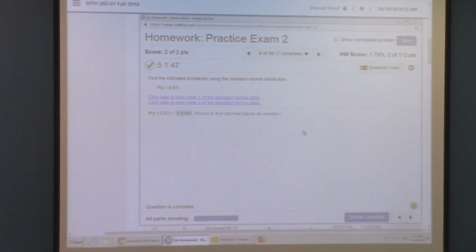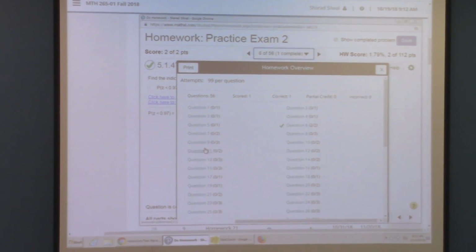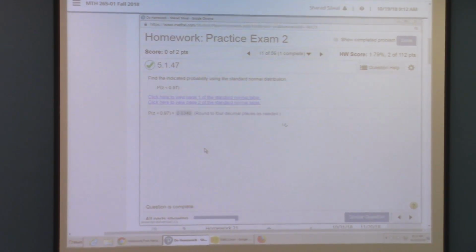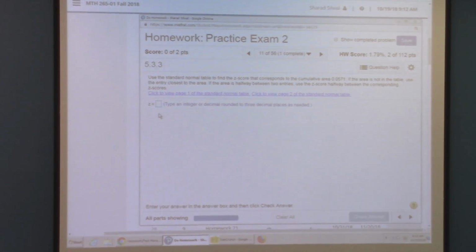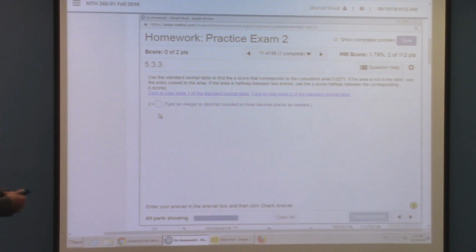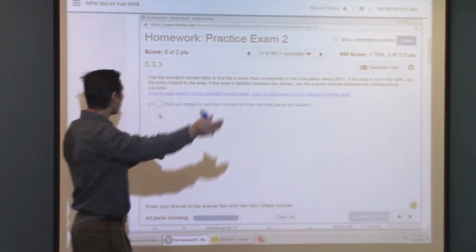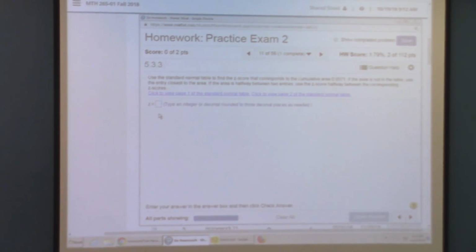Clear? All right, let's do one more. Number 11, where it's the opposite now. Now you see, it wants a score corresponding to the probability area, this, or the cumulative. Cumulative means all the way from the left end. That means from negative infinity to that point.